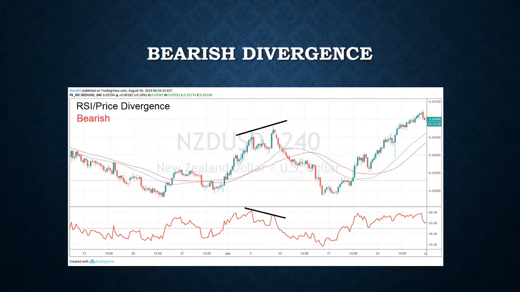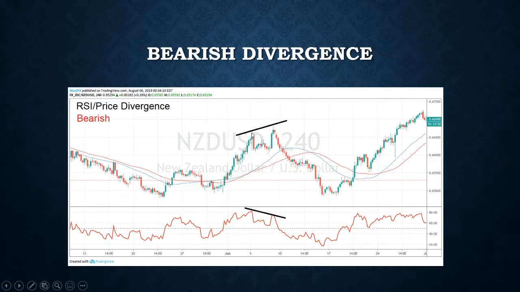If the divergence happens on the other side of the chart, it's called a bearish divergence. Okay? The bearish divergence happens when the price reaches a new high, but the RSI refuses to reach a new high compared to the previous top. So around here we had a top. This is the New Zealand dollar for our chart.